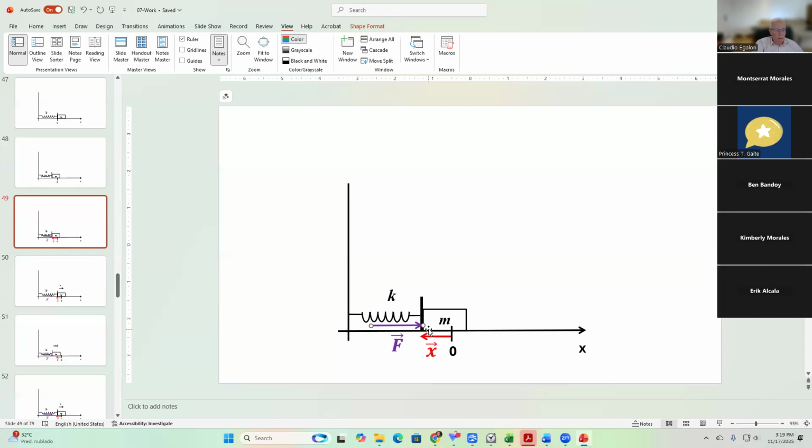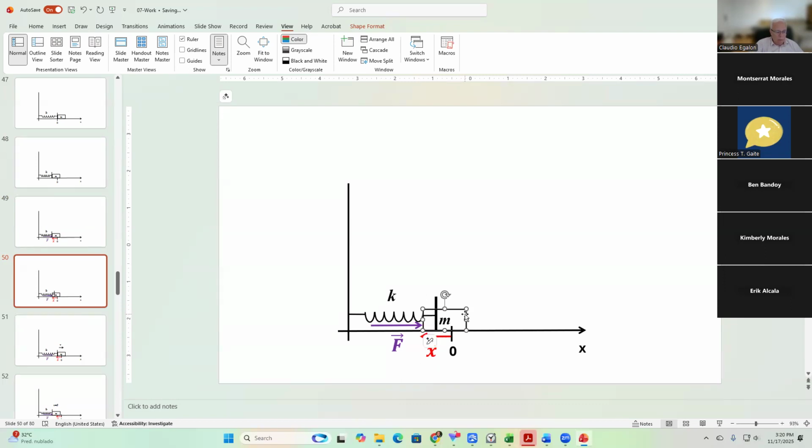After compressing, we release the set. Okay, and then what's going to happen? Assume that there is no friction, so the net force from non-conservative forces is going to be equal to 0. So here you go. When I release this, the whole set is going to move to the right, including the plate and the mass as well.